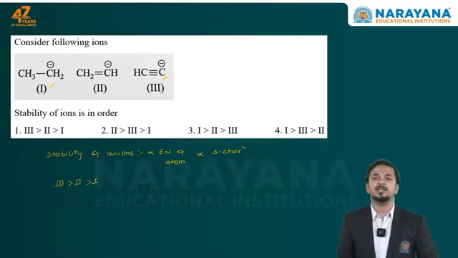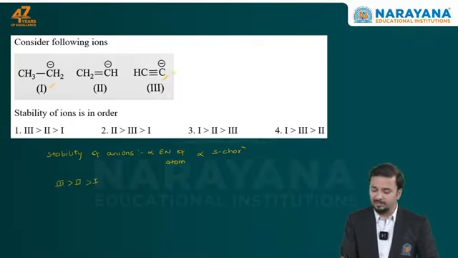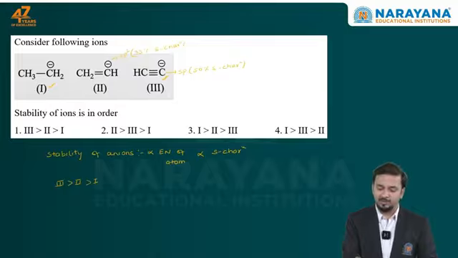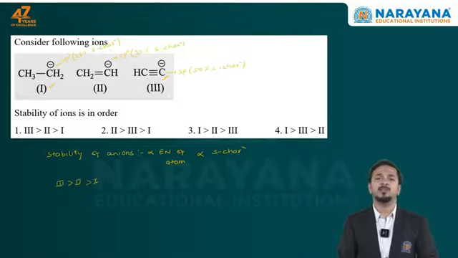Now how can we check the S character? This carbon has sp hybridization, which means 50% S character. This carbon is sp2 hybridized, which means it has 33% S character, and this carbon is sp3 hybridized, which means 25% S character. So I will rate this as an easy question because it is directly based on the stability of anion, which ultimately is proportional to the electronegativity of the atom or the S character.